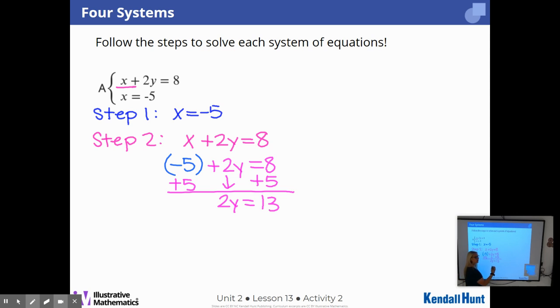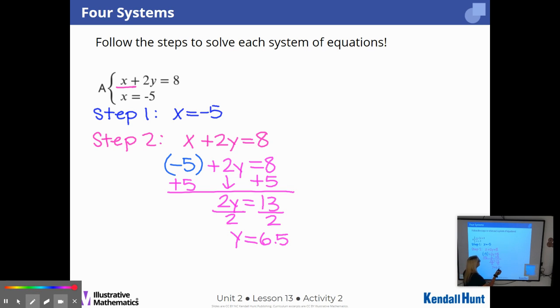Then I have 2 times y equals 13. So I undo multiplication by dividing both sides by 2. 2 divided by 2 cancel out. I'm just left with y. And 13 divided by 2 is 6.5. So my y is 6.5.